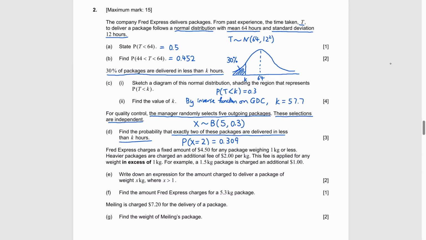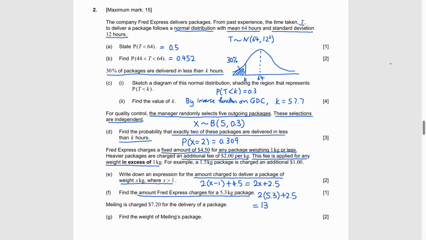Now, we consider the charge. There is a fixed charge for packages weighing 1 kg or less. Any excess above 1 kg is charged at $2 per kg. So, for weight x greater than 1, the total charge is (x minus 1) times 2, plus the fixed charge of 4.5. Simplifying, the expression becomes 2x plus 2.5. For a package of 5.3 kg, we substitute x equals 5.3 and get 13.1.